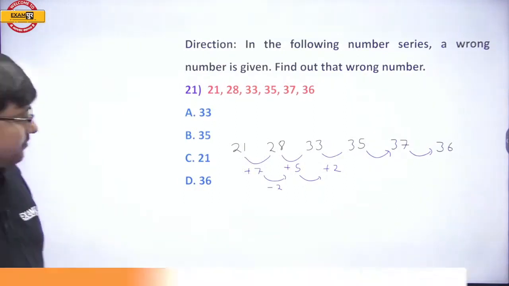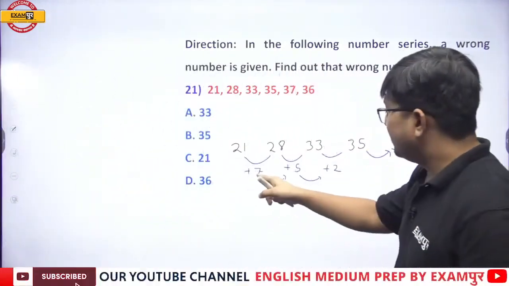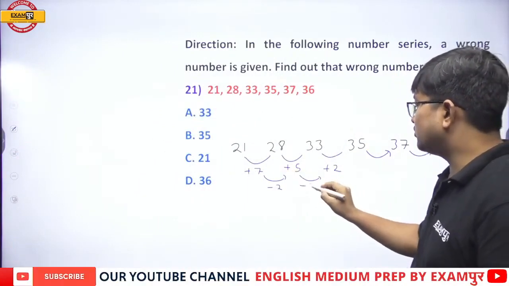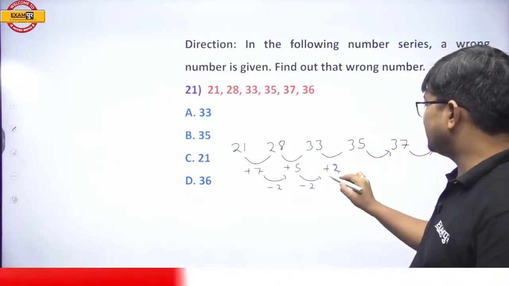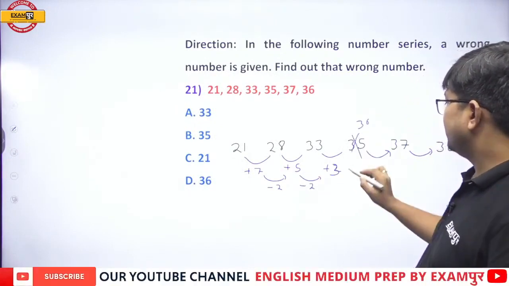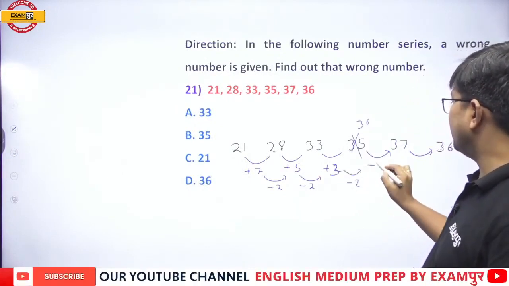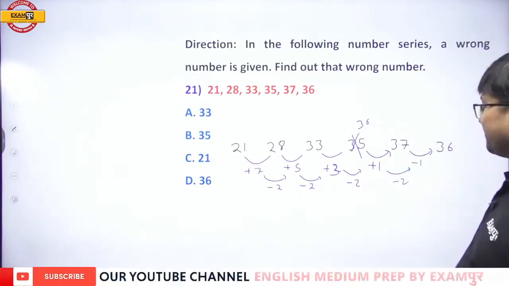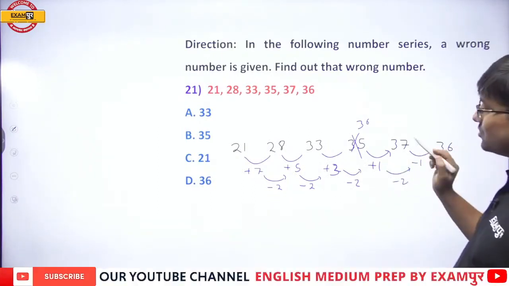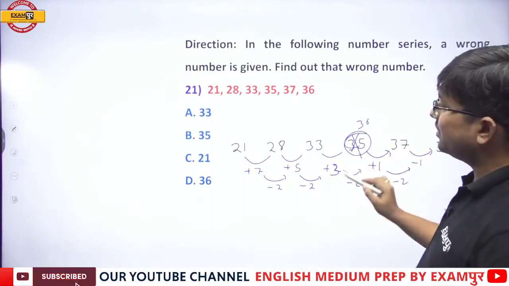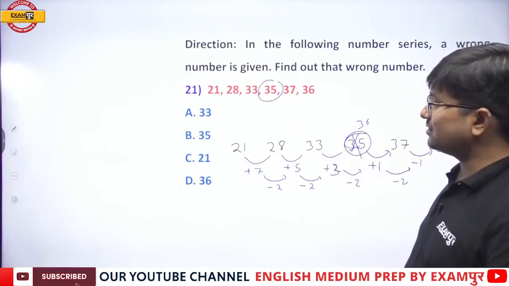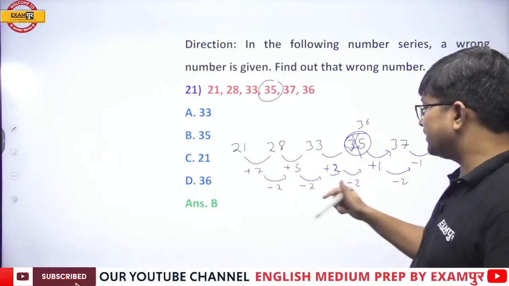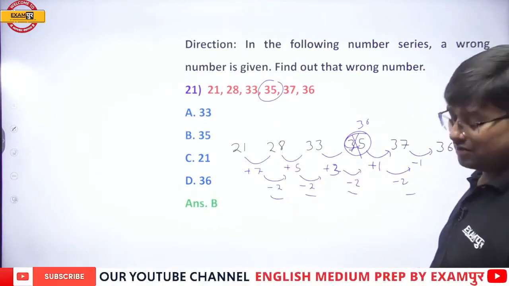See. If you try to find out the error, here minus 2 is being done. So here also if minus 2 is done, here will be plus 3, it will be 36. Here also minus 2 will be done, it will be plus 1, it will be 1. And then here, again minus 2, it will be minus 1. Again minus 2 will be minus 1. So I hope it is very clear that the wrong term over here is 35. That is the right answer. Option B, 35. So plus 7, plus 5, plus 3, plus 1, minus 1. And here minus 2 and so on is going.